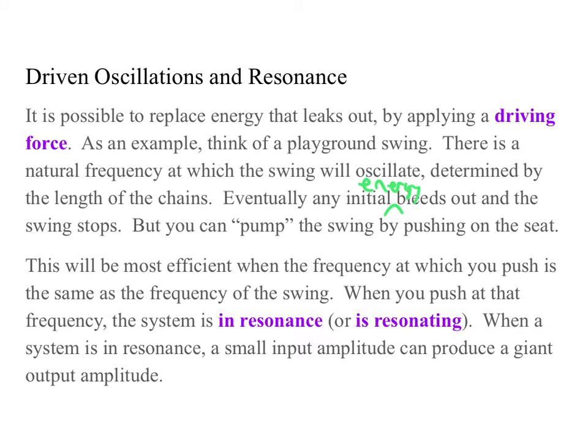In other words, it doesn't make a lot of sense to push at a much higher frequency because most of the time you're just moving your hand back and forth and the swing isn't anywhere there. And it doesn't really make sense to do it much less because while it might work if you push every other swing, that's not nearly as good as pushing every time you swing. So we want the frequency to be the same, which is what we call a resonant frequency. The system is therefore in resonance. When the system is in resonance, a small input amplitude can produce a very large output amplitude. You can get amplification because even though you're only putting in a tiny bit, it's always being added efficiently.